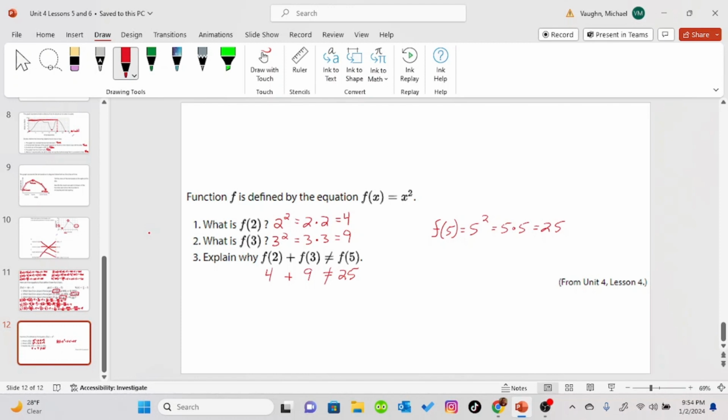Those are all the practice problems for lesson 6. If you still have any questions about this lesson, please be sure to use class time to ask those questions so you can get clarification before our mid-unit test.